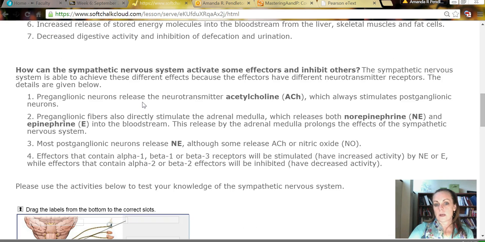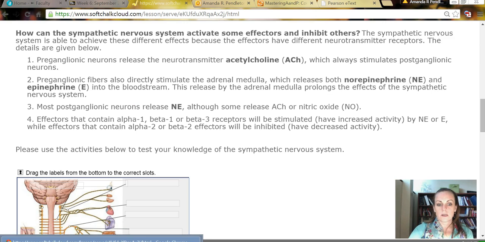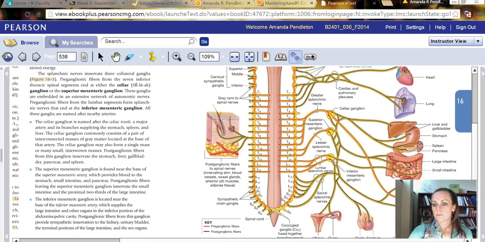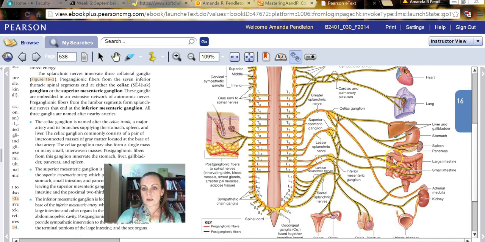The other thing to note in this image is that there is one exception: this preganglionic neuron will actually come down and directly stimulate the adrenal medulla. And this releases epinephrine and norepinephrine, and that's going to prolong all of the effects of the sympathetic nervous system. So that is also pretty important.